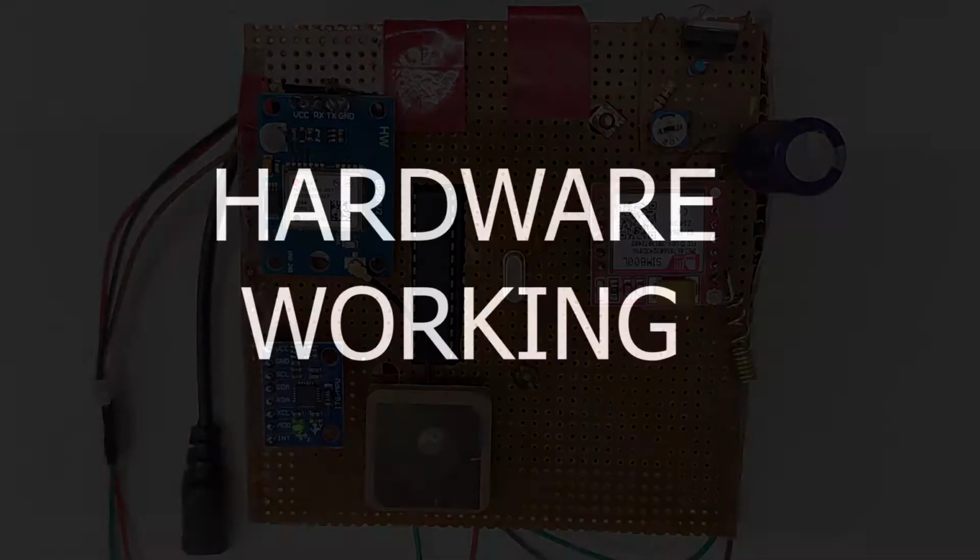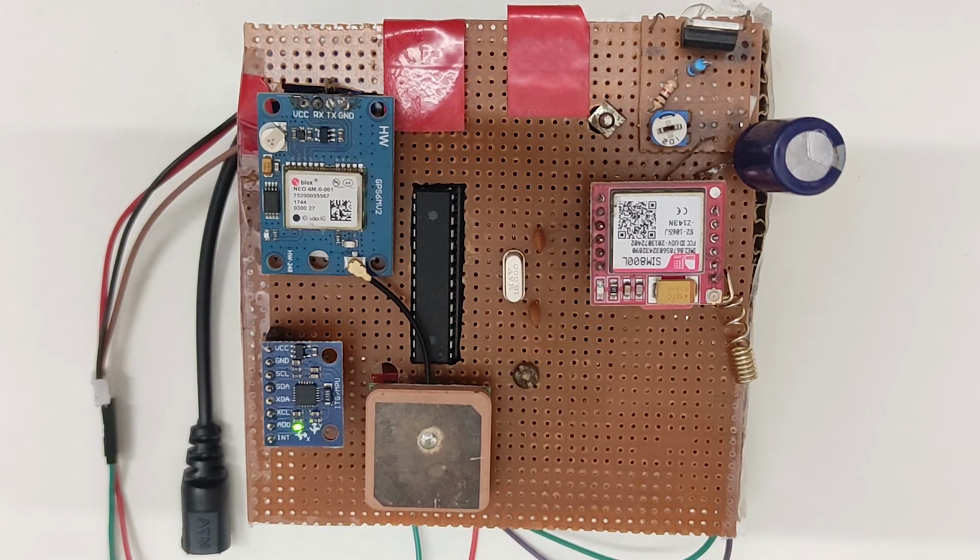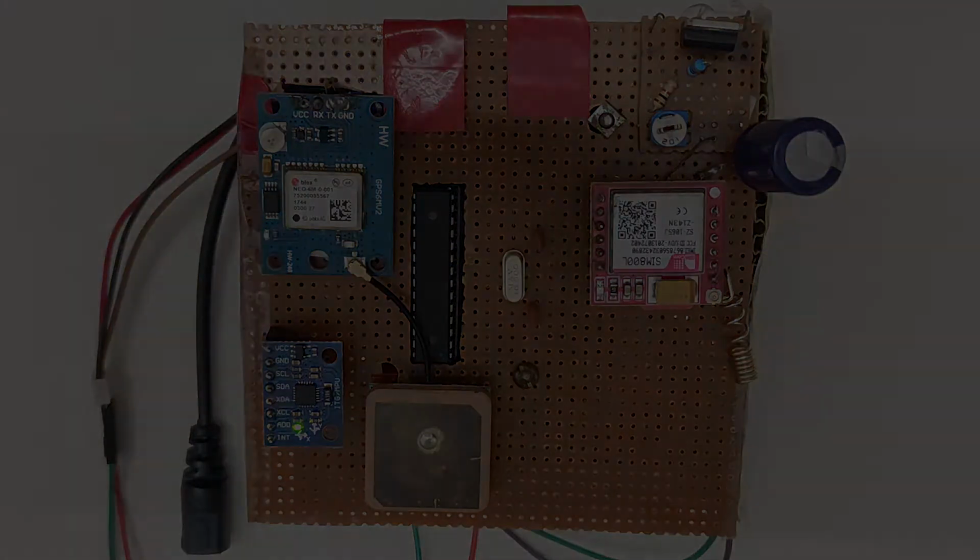Coming on to the hardware working of our project. First, the MPU 6050 senses the 3D orientation and other motion related parameters of itself and shares the data to the microcontroller. The GPS outputs NMEA data, coordinates and all, and sends it to the microcontroller. Then the microcontroller determines the temperature, orientation and other parameters of the device.